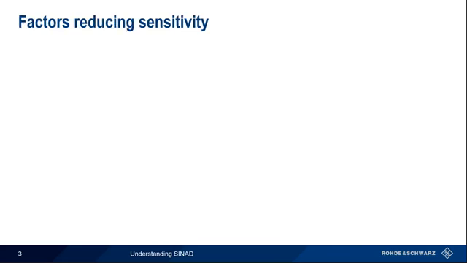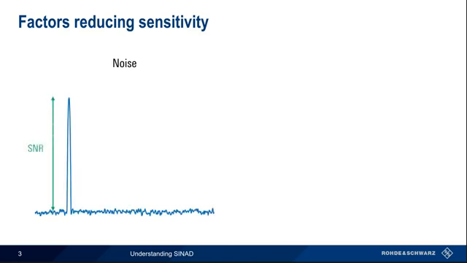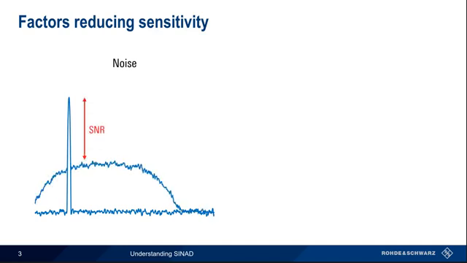There are two main factors that reduce receiver sensitivity. The first of these is noise. The level of the signal compared to the level of noise is usually expressed as the signal-to-noise ratio, or SNR. A higher SNR means that the desired signal pokes up more above the noise, and this makes it easier for a receiver to detect and/or demodulate the signal. As noise increases, signal-to-noise ratio decreases, and this makes it harder for the receiver to detect the signal.